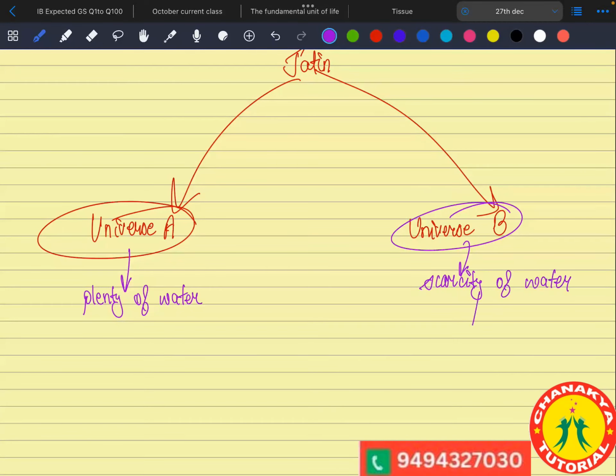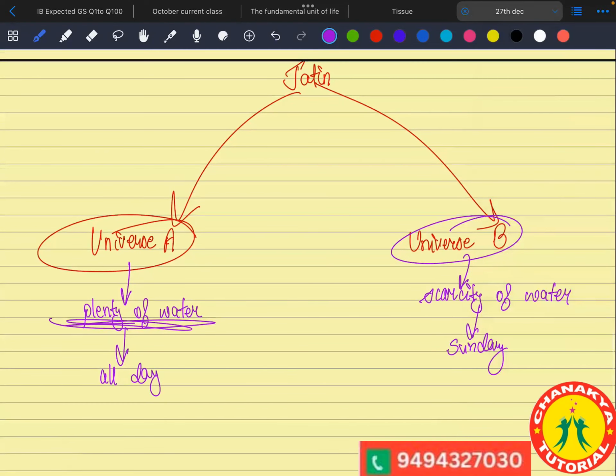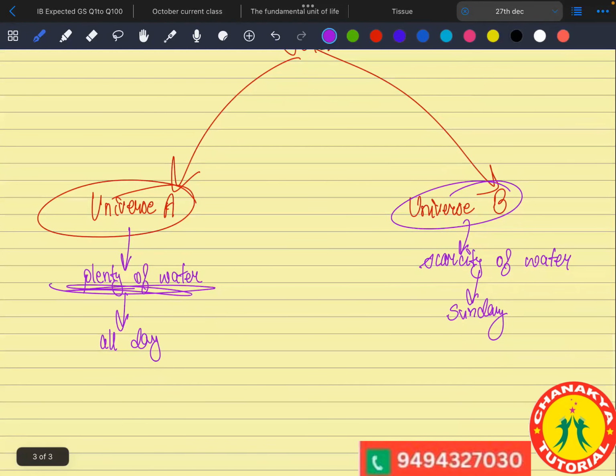And there is a condition that this water will come only on Sunday, and this one has plenty of water, so it comes all day. So can you tell me in which universe you will need to store this water? Universe B. Very good. That means there is a scarcity of water, so you need to store it.